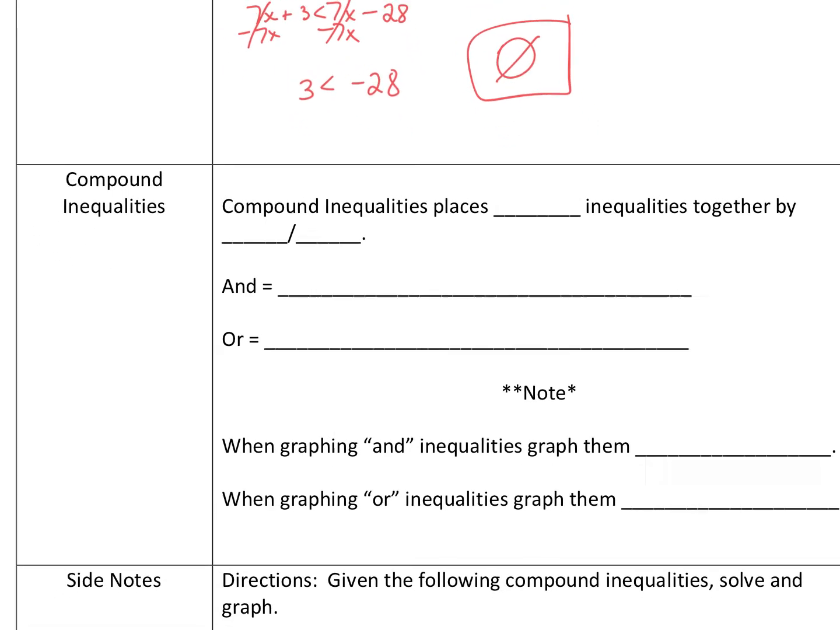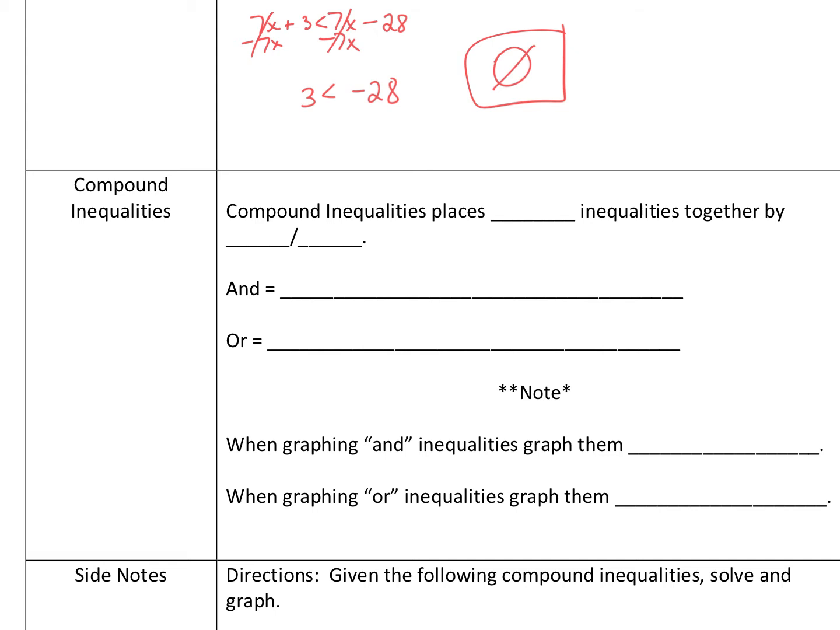Okay. Next thing that we're going to learn, compound inequalities. This is when we place two inequalities together by either and or. If it's an and function, it's typically written as one problem, like our warm-up was. This is what we call an intersection.